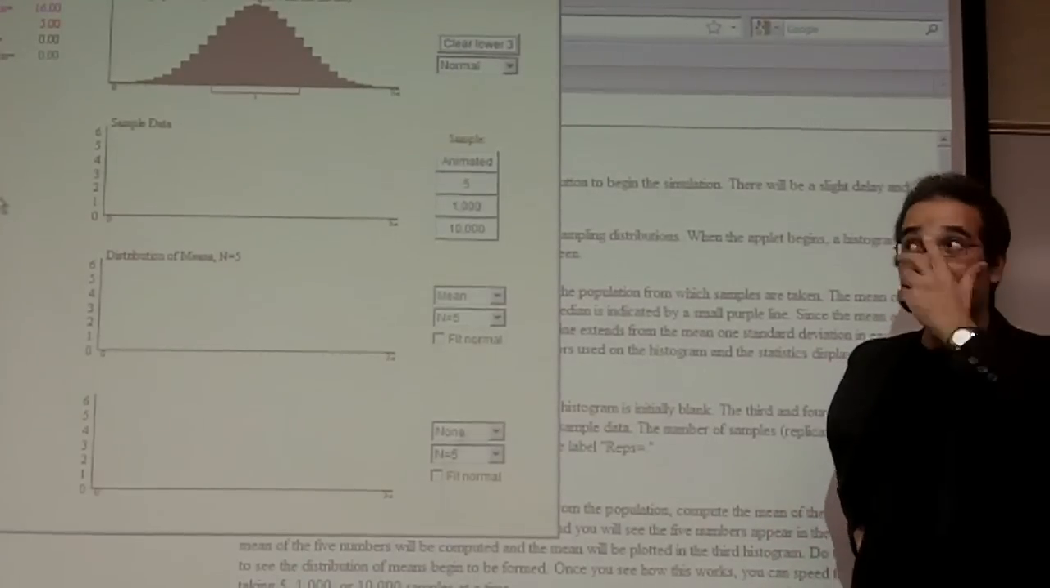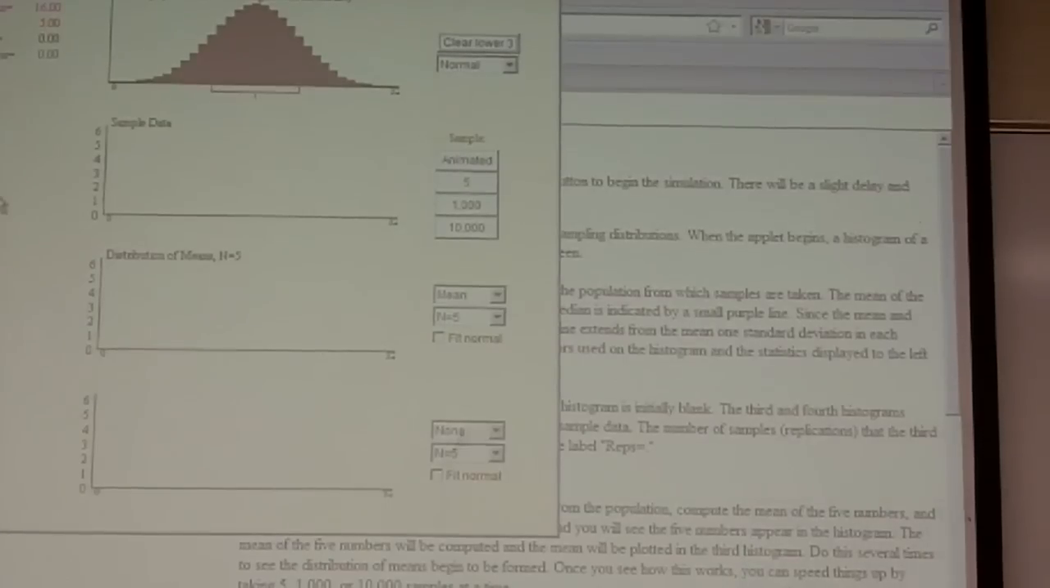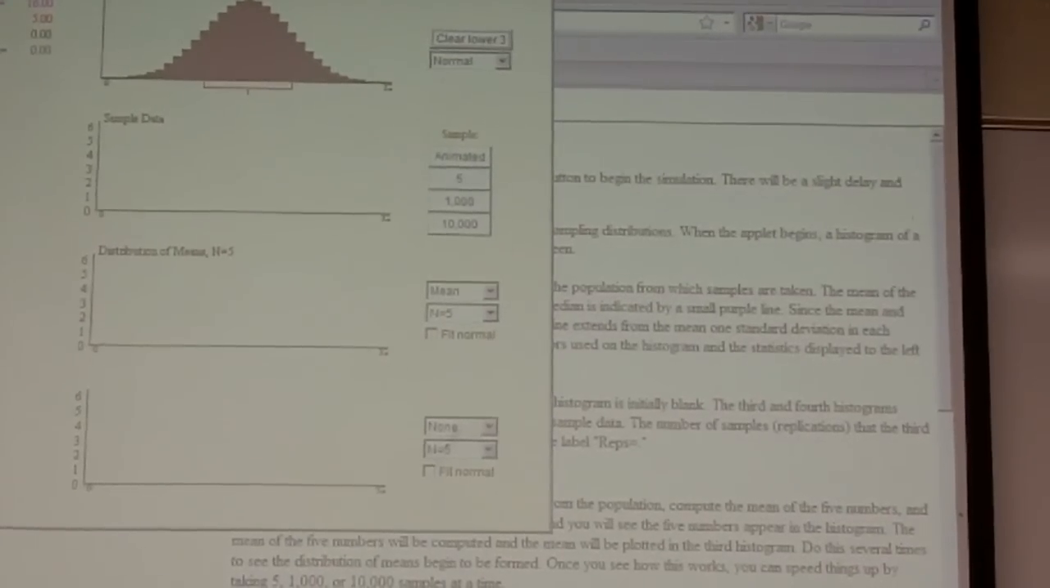So let's talk about this demo. This is a demonstration of how we build a sampling distribution. And the demonstration shows you, let me put this in the middle.